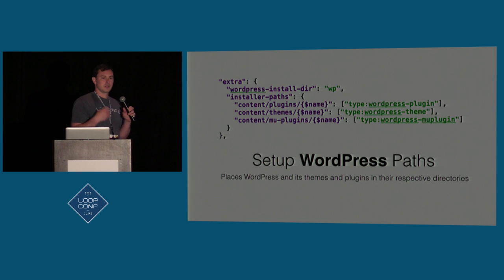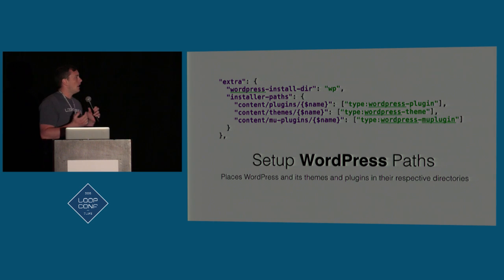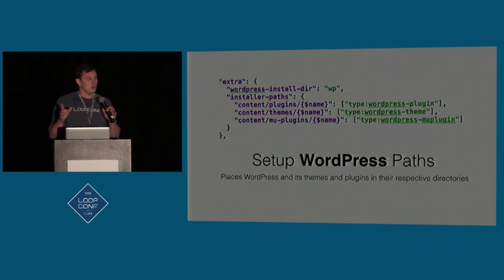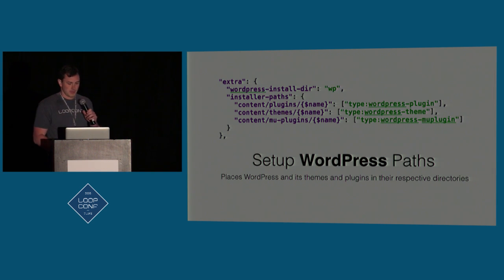So if you are creating a new theme and you want to use it with Composer, you'll do your Composer init and just define the type as being a WordPress theme or plugin, depending on what you're creating.